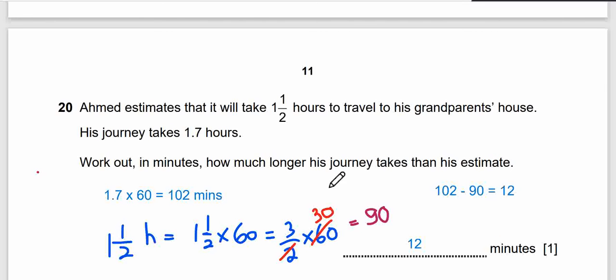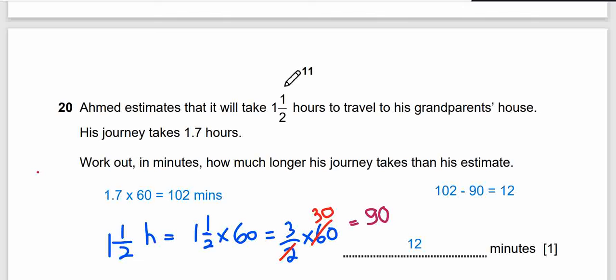So here's our answer. So it's 12 minutes. How does it work? So 1.5 hours is 1.5 times 60. We get 1.5 is 3/2 times 60. We cross out 60 and 2. We got 30. 3 times 30 is 90 minutes.